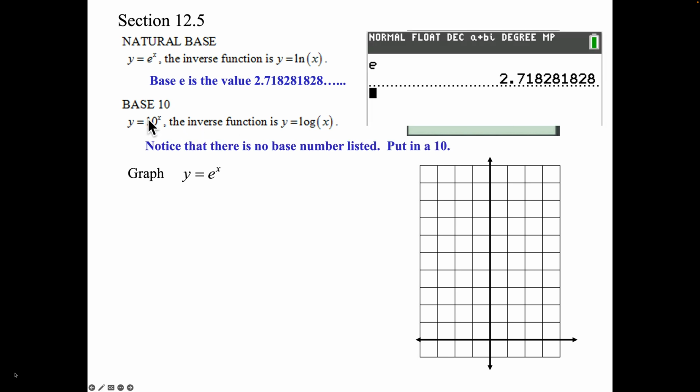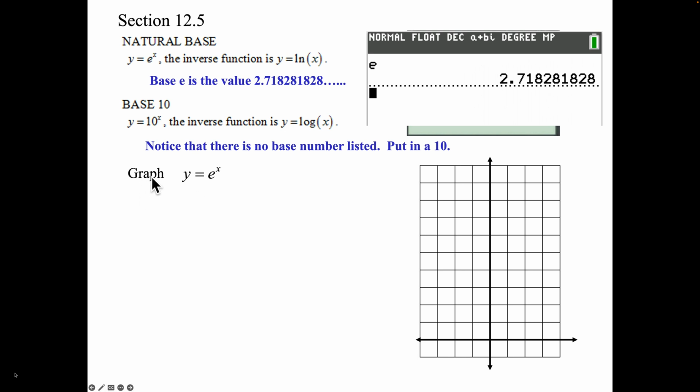Next, we're going to talk about base 10. Base 10, 10 to the power. We saw this with scientific notation, but it has an inverse function we call the common log. Notice that there is no number as the subscript of log. If you want, you can put a 10 there. We call it the common log because our entire number system is based off of base 10, so therefore no subscript.